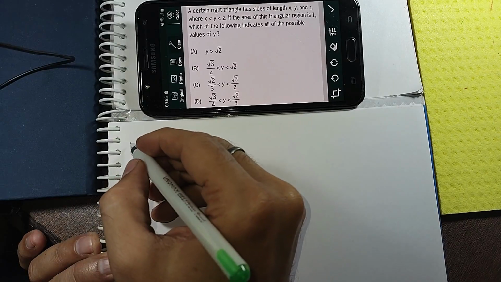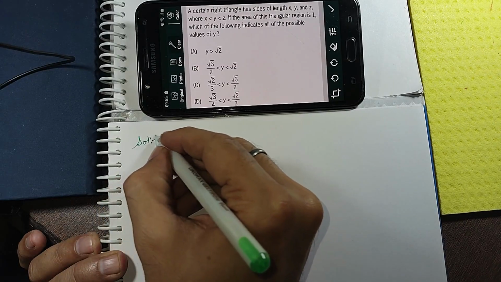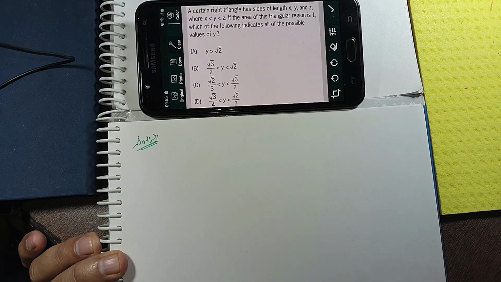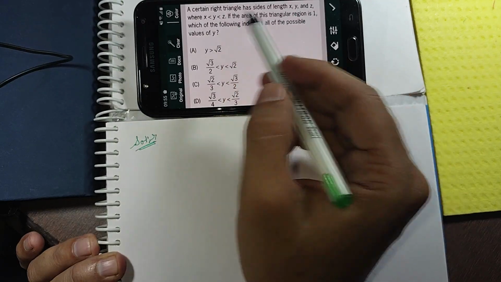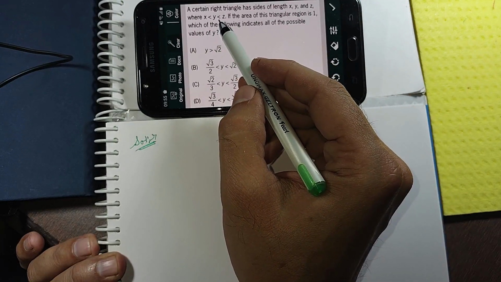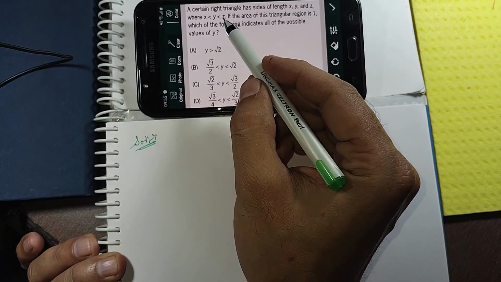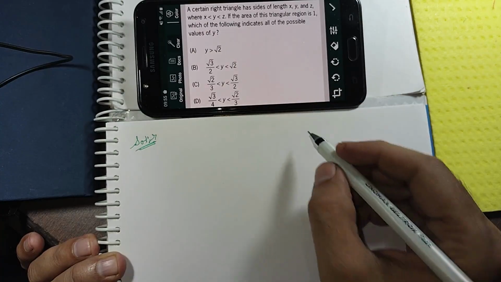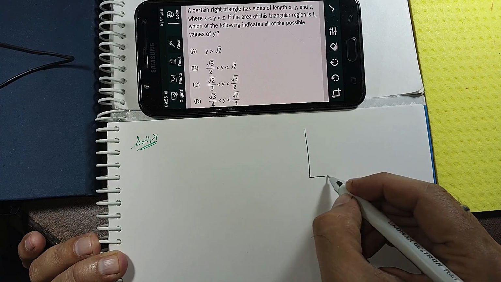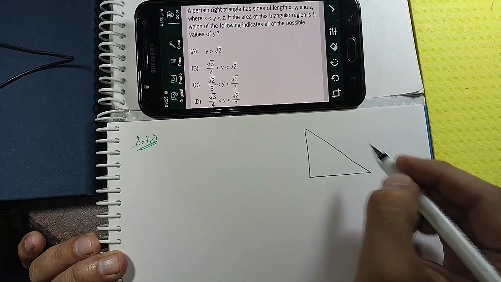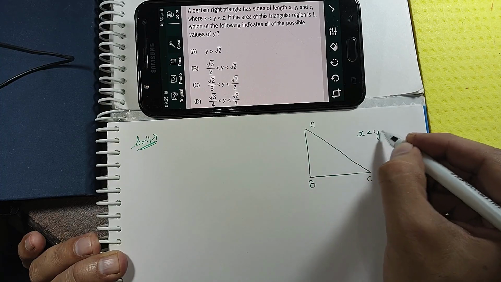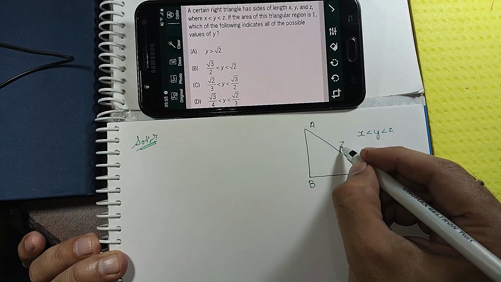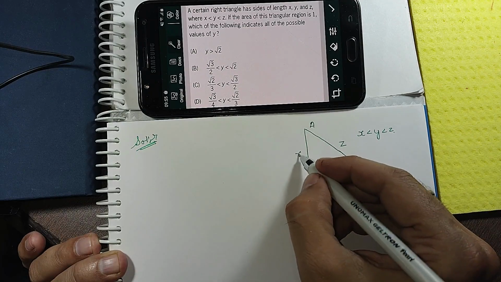A certain right triangle has sides of length x, y, and z, where x is less than y is less than z. So this is a right triangle and the lengths are x, y, z, and it has been given that x is less than y is less than z. So the hypotenuse will be z, because the hypotenuse is always the longest side. So I will draw the right triangle. Here z is the longest, so z will become the hypotenuse. So this is x and this is y.